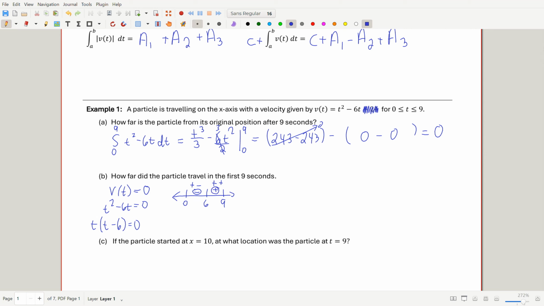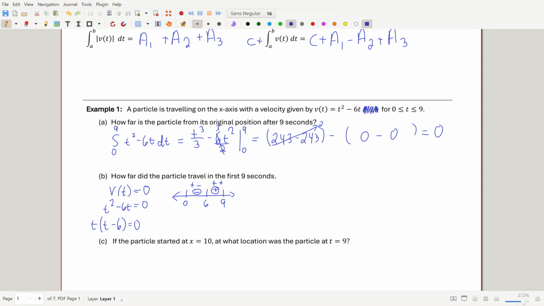So what we're going to do here, and there's a couple different ways to do this. The most general way is to integrate, take the absolute value of the integral. So integrate and then take the absolute value of that. Anytime that number comes out negative, that just means you've moved that many units or whatever the measurement is to the left.